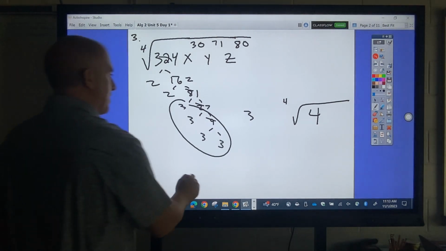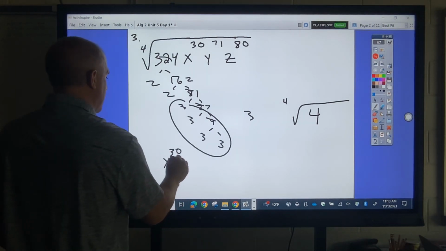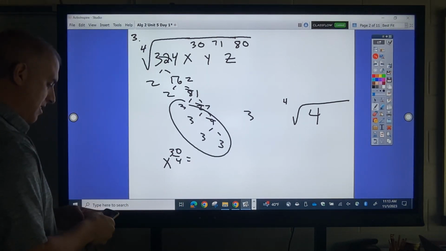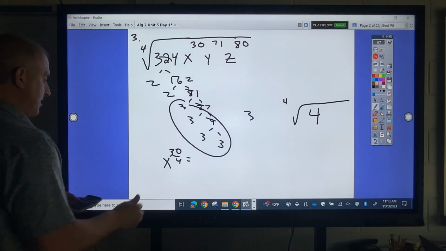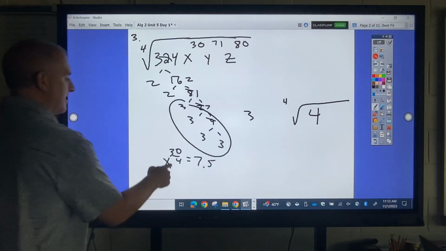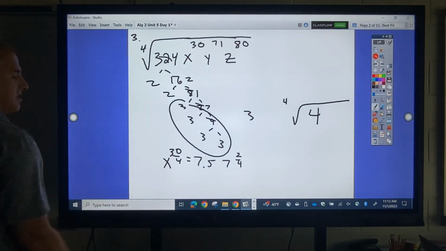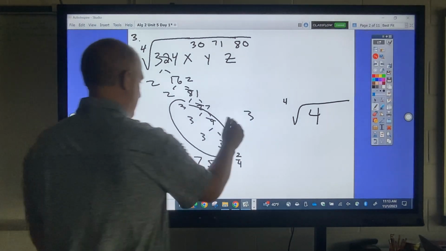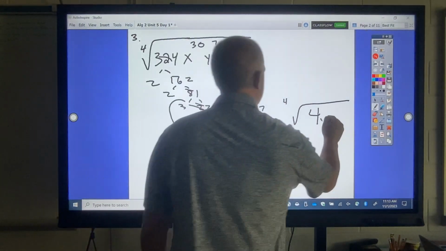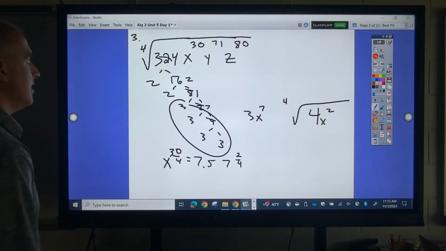Now I'm going to divide 30. 30 divided by 4 is 7.5. Now, based on the root, that would be 7 and 2/4, because that's what the root is. That would be the half. So this would be x to the 7 outside, x squared on the inside.